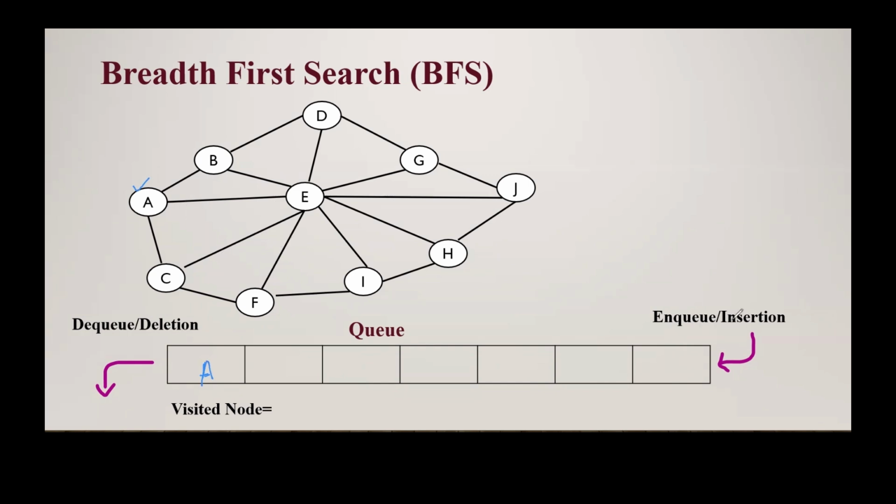So step one, insertion, we insert storage. Then the next step we have to delete. Whenever we are removing this element, we have to insert all the adjacent nodes. So all the adjacent nodes: B is present, E is present, C is present.